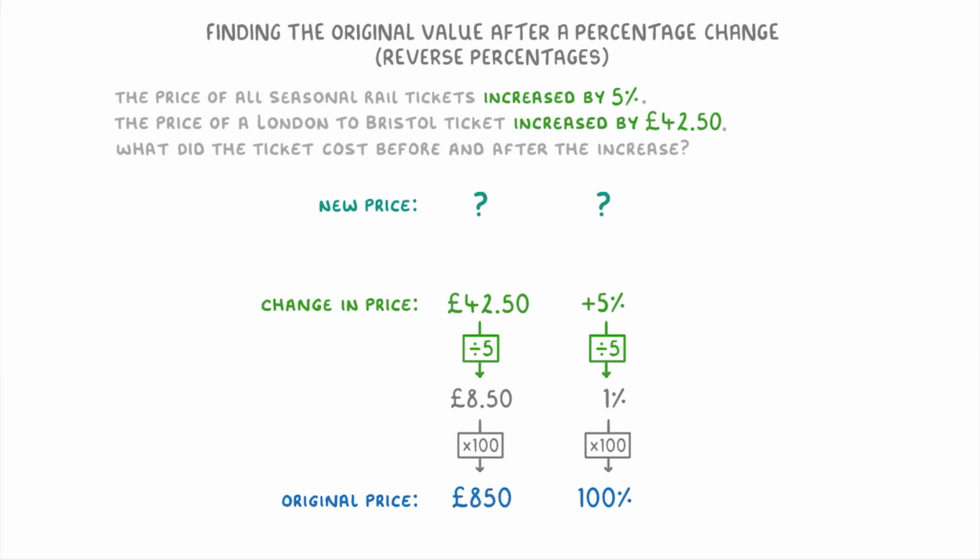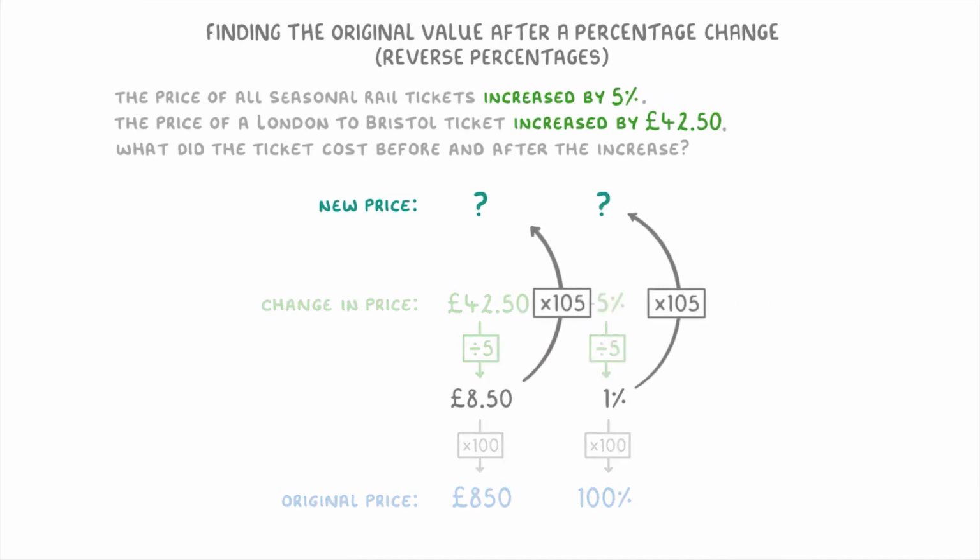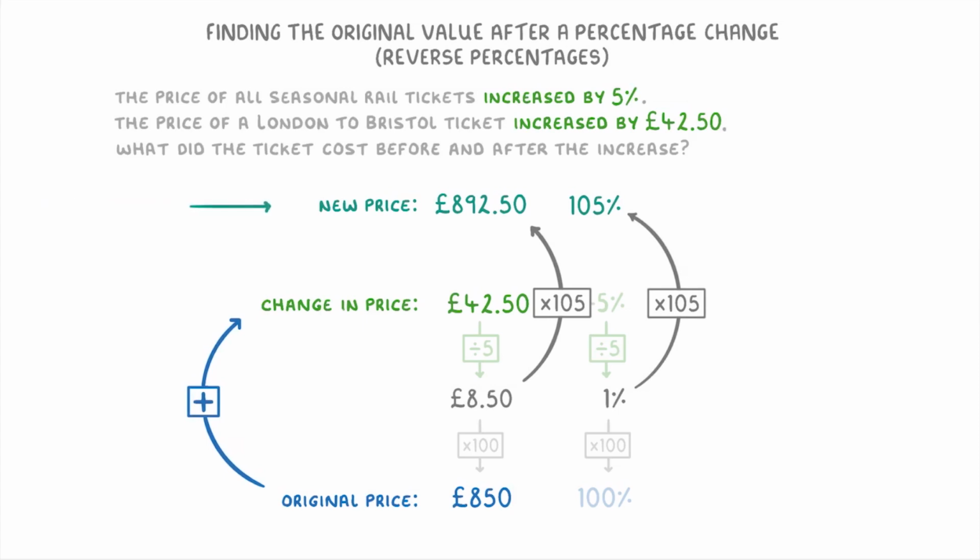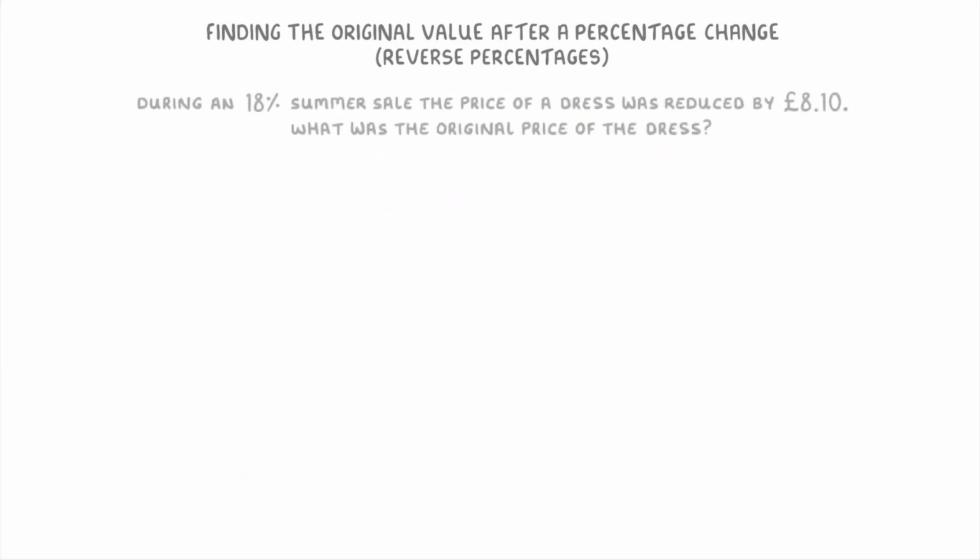Then to find the new price after the increase, we just multiply £8.50 by 105, because we want the original 100% plus the extra 5%, which gives us 105%. So that will be £892.50. Or alternatively, you could have also just added the original price of £850 to the change in price of £42.50, and that would have also given you £892.50. So either way of doing it is perfectly fine. Let's try one more of this type.